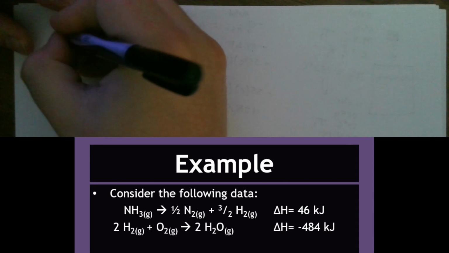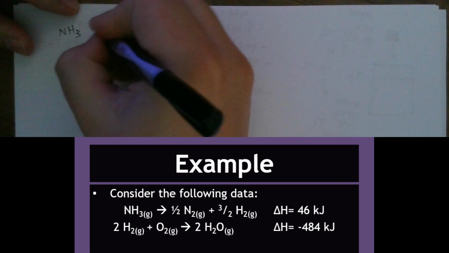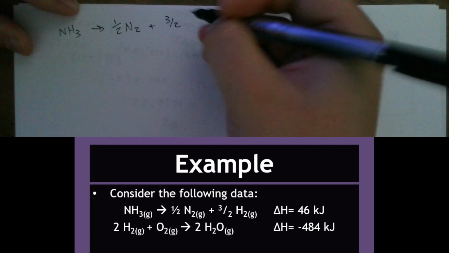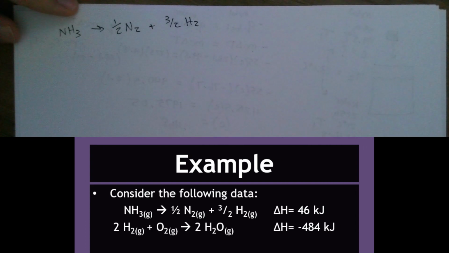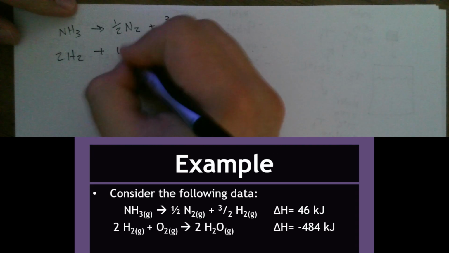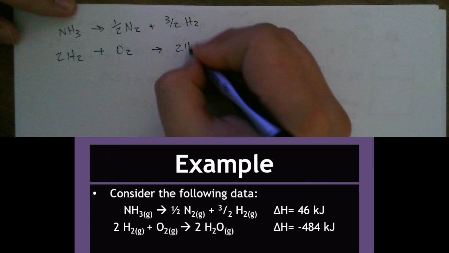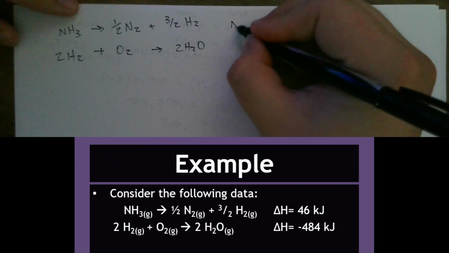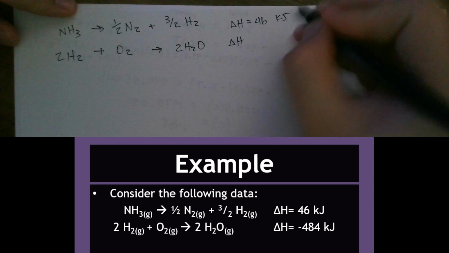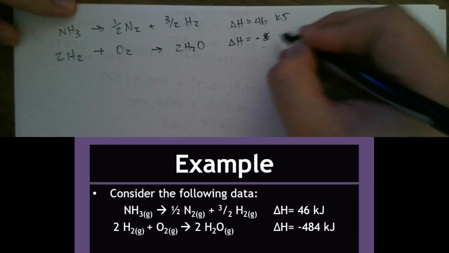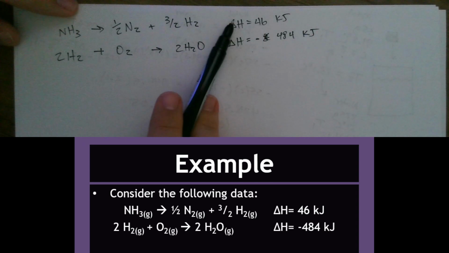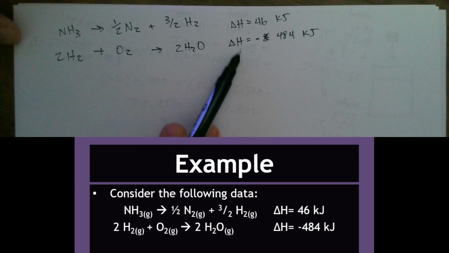Okay, so starting, I have NH3. To save time, I'm not writing out the states of matter. They could matter if it changes from solid to a liquid or something like that. That'll come up a bit. My enthalpy of my first reaction here is 46 kilojoules. My second one is negative 484 kilojoules. So just to review, this one is an endothermic reaction. This one is an exothermic reaction.